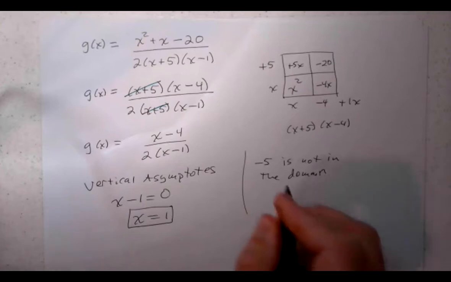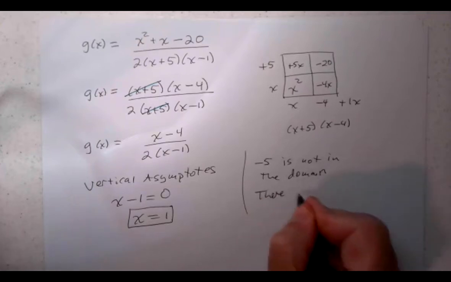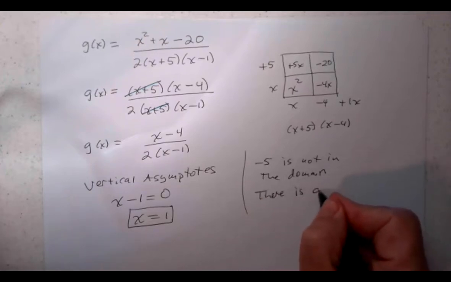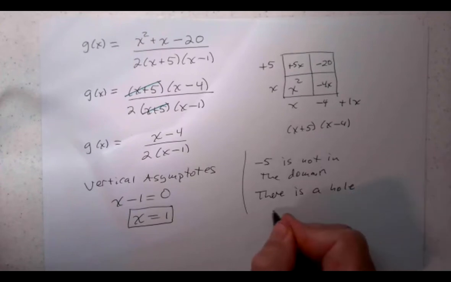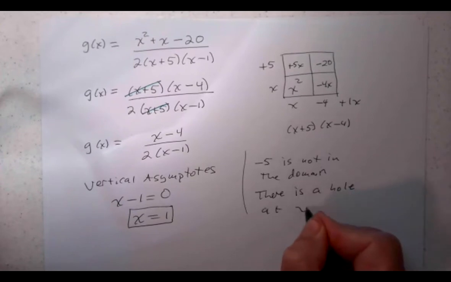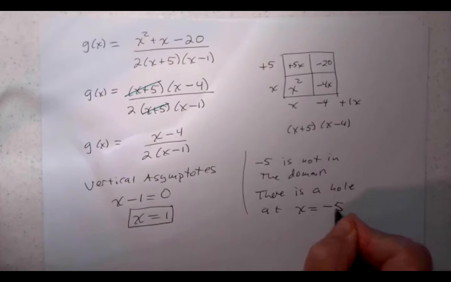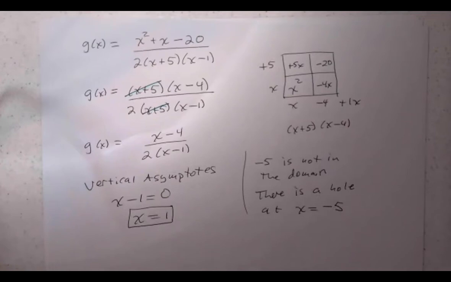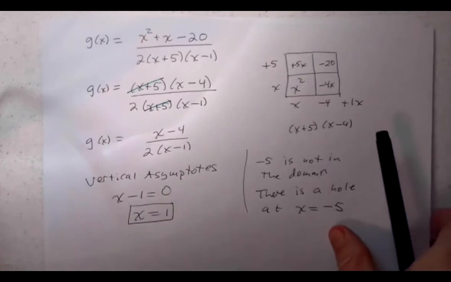What we have there is a hole at x equals -5. So we'll try to look at that when we jump to the graph. Now, we have our vertical asymptotes in our domain. What about our horizontal asymptote? To answer that question, I think I'm going to go back to the original.